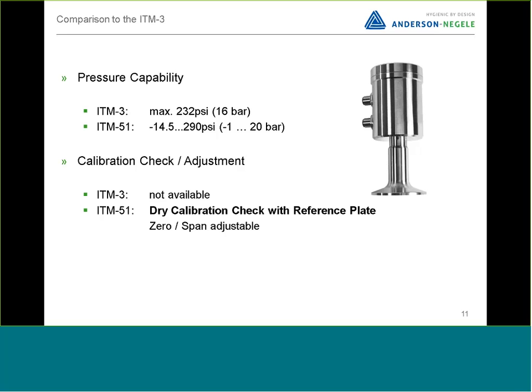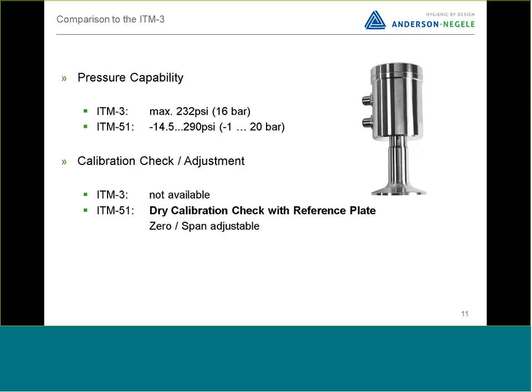Another neat feature on the ITM-51, and this comes up periodically as someone has an ITM-3 and says, what happens if I test it and it's changed in reading and I want to be able to adjust it? And the answer is that in the field, there is no adjustment for an ITM-3. An ITM-51 has a zero and span value within it assigned to both turbidity ranges, and so you can adjust the reading of this device based on a calibration check.